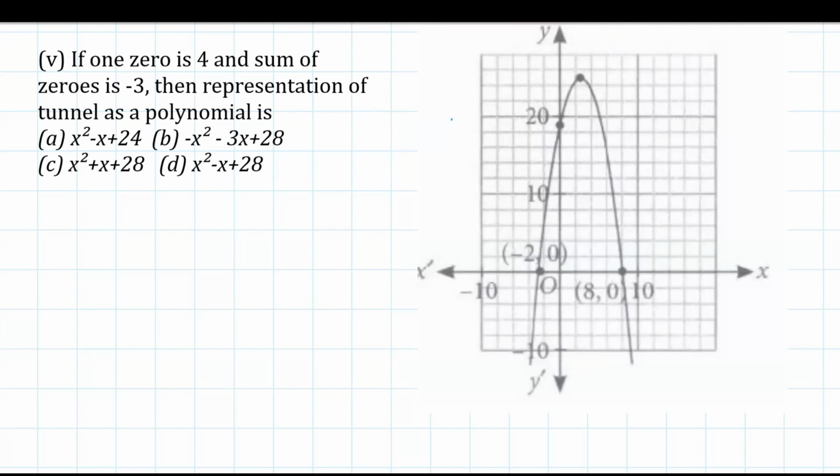So in the fifth part, it says if one zero is 4 and sum of the zeros is minus 3, that means we are given say one zero. I take first zero as alpha and alpha is given as 4.